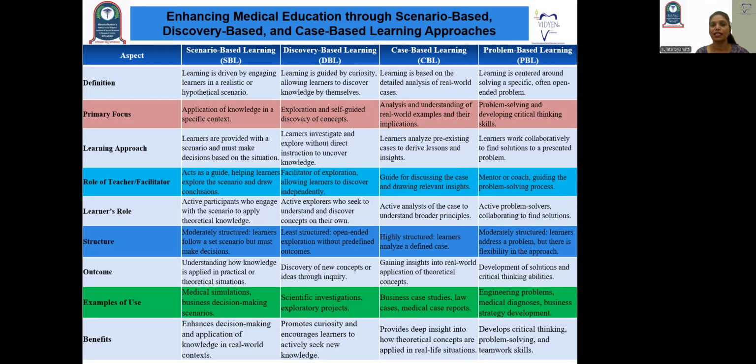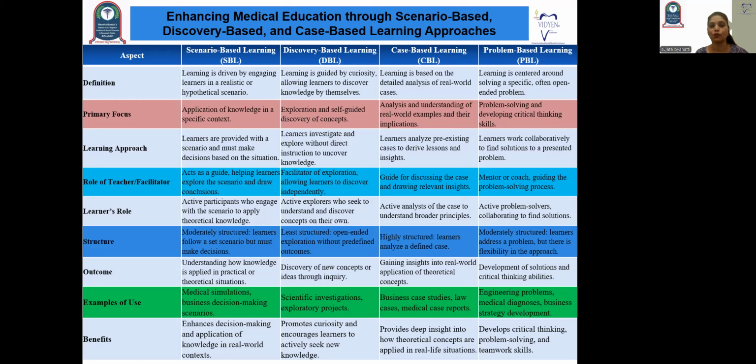The structure: in scenario-based learning, moderately structured, where learners follow a set of scenarios but must make decisions. In discovery-based learning, least structured, with open-ended exploration without predefined outcomes. In case-based learning, highly structured, where learners analyze a defined case. In problem-based learning, moderately structured, where learners address a problem, but there is flexibility in the approach.